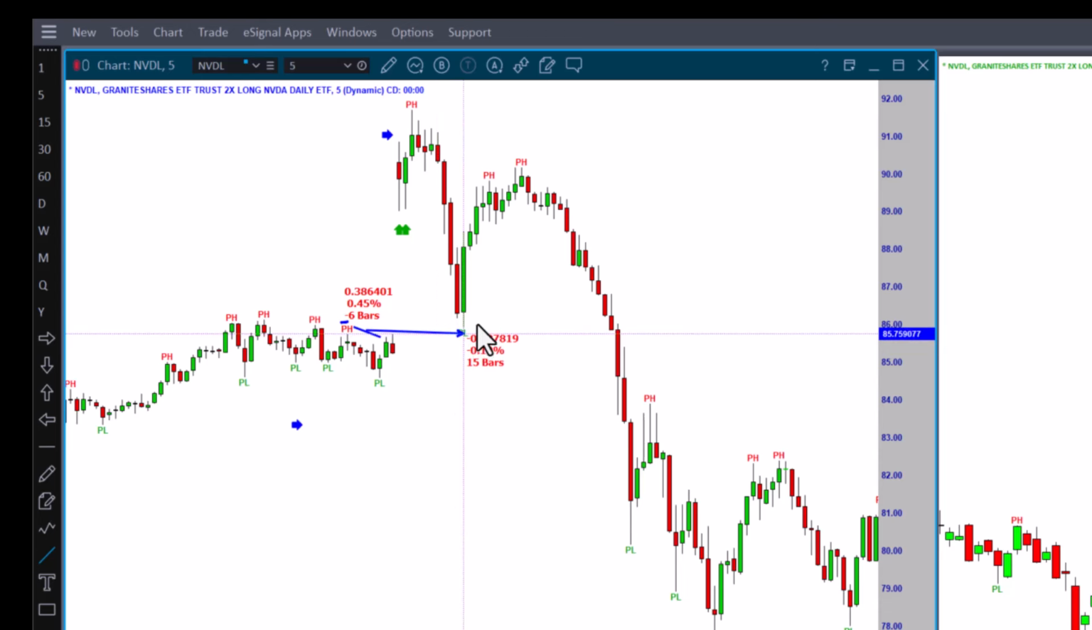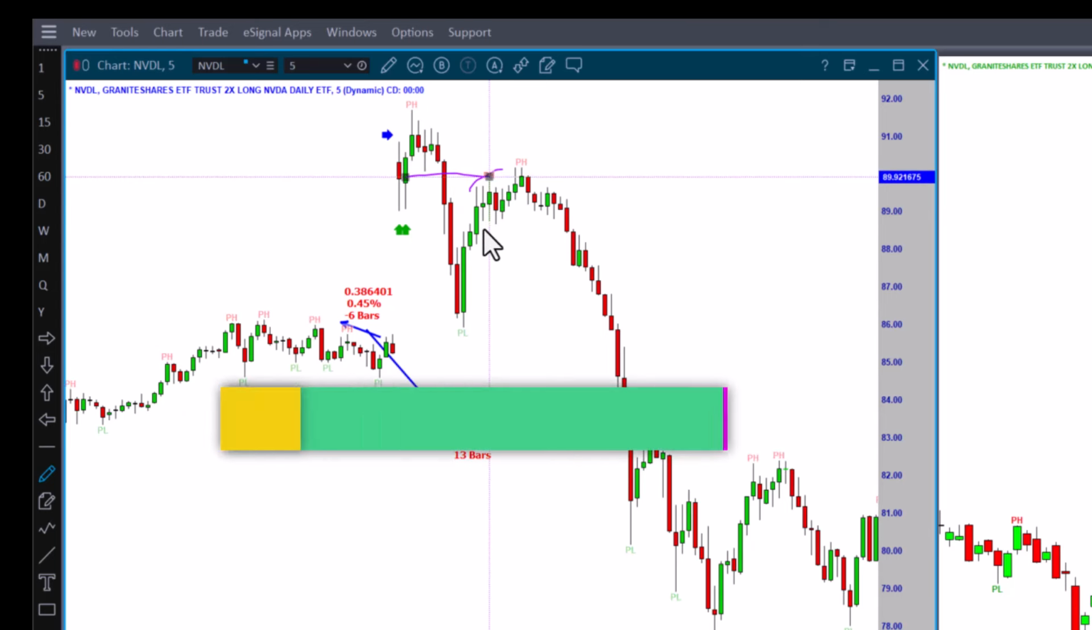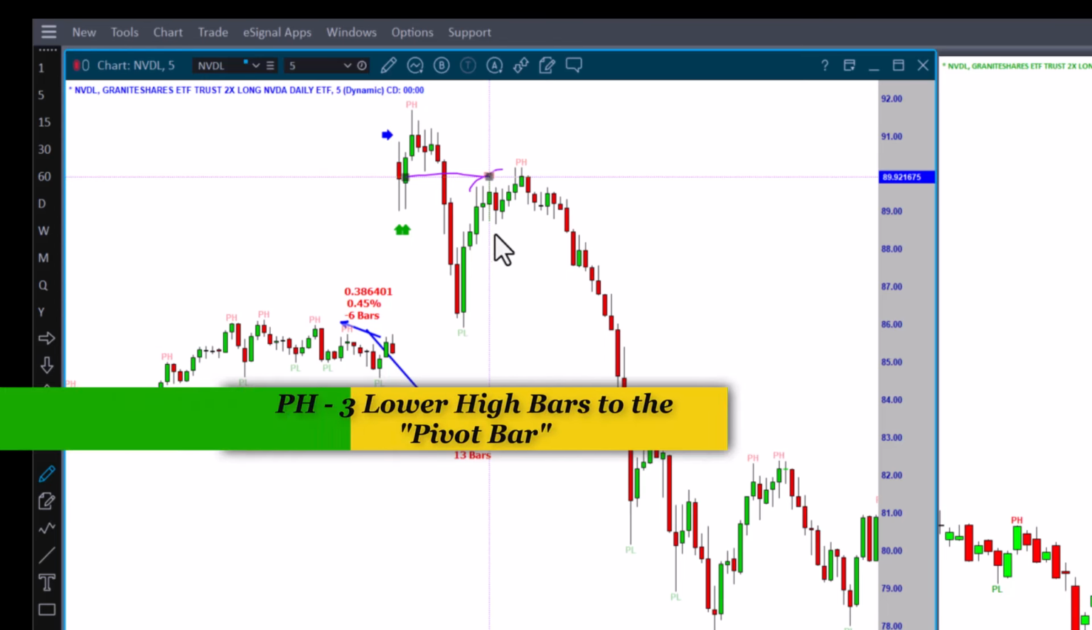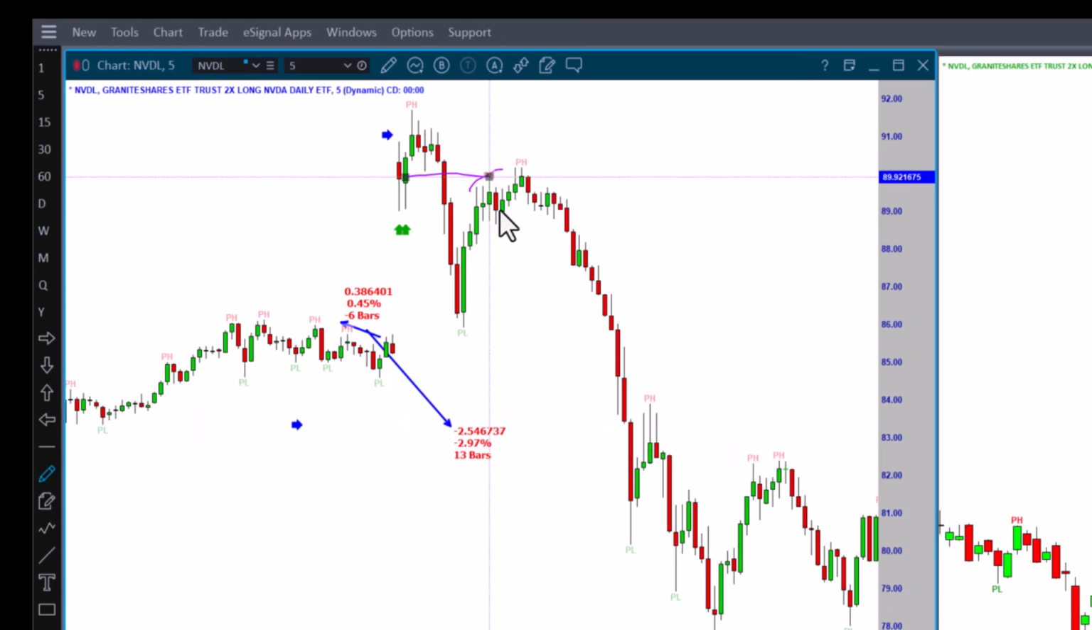And so they did. Now, the entry point that I utilized was as this formed a pivot and it came into where it broke down from. I suspect there's going to be sellers in that area. Then once it forms a pivot high, which is defined by a bar with 3 lower highs to the left and right, I know there's a resistance area.